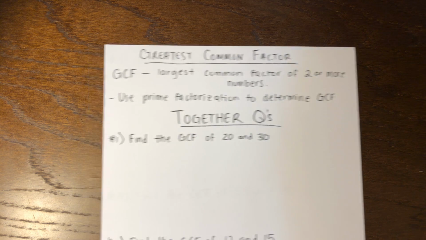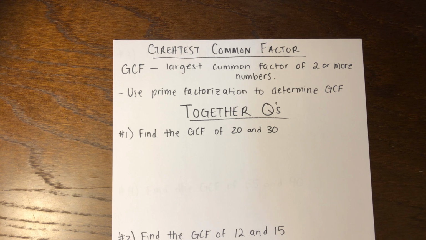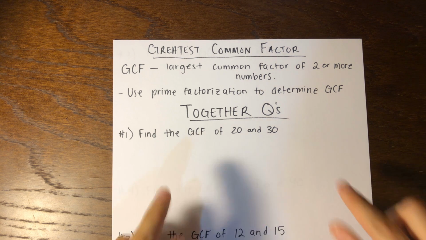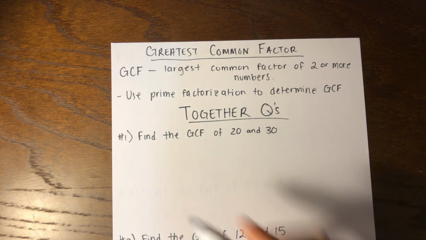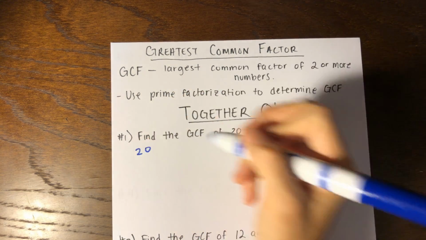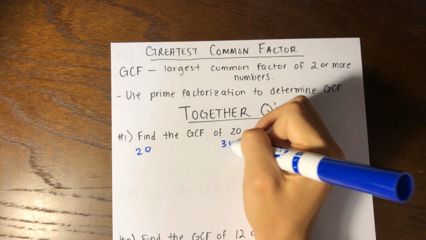Last video we learned 2 ways. We can use the tree method or repeated division. I'm going to show you for the first one, and then you choose whichever one you feel most comfortable with to use for the other ones. So we have 20 and 30. We need to find the greatest common factor. So I write 20 and 30.